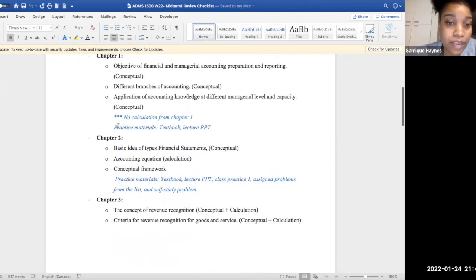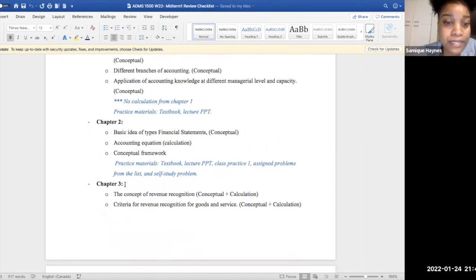It also gives you here practice materials, what you can look at to help you prepare. Chapter 2, there will be a basic idea of types of financial statements, so some conceptual questions there. Your accounting equation. Remember, we went through a lot of practice on our accounting equation. So there will be calculation questions for that, right?